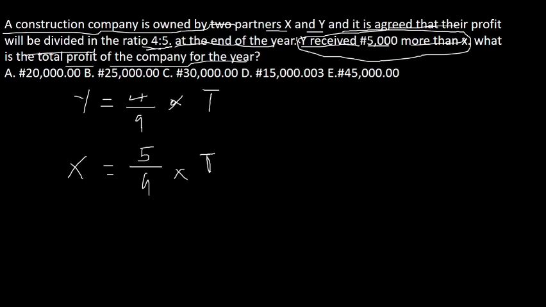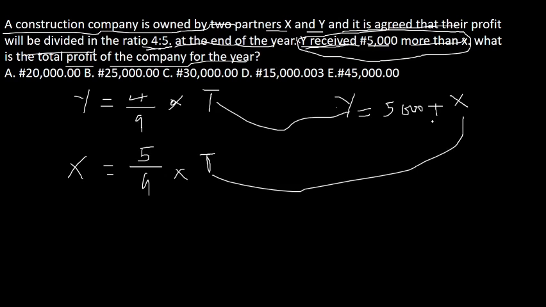So what we are now saying is that this equation will make the expression solvable. They said that Y receives 5,000 more than X. That is to say, the part taken by Y is equal to 5,000 plus the part taken by X. So this is what relates X and Y together. Where is your Y? This is your Y. Where is your X? This is your X. Now substitute the two into this equation and find the value of T.